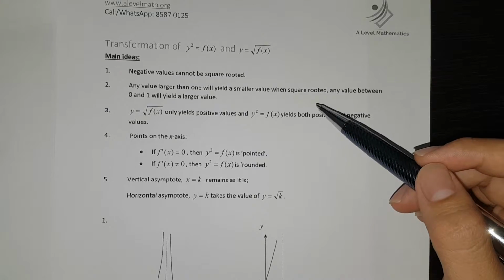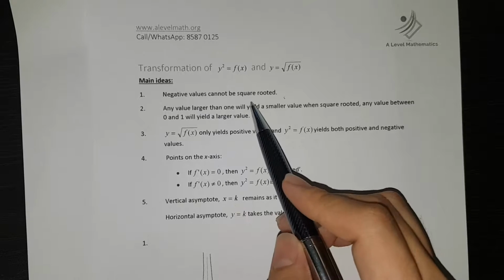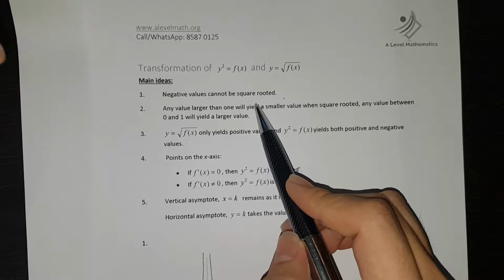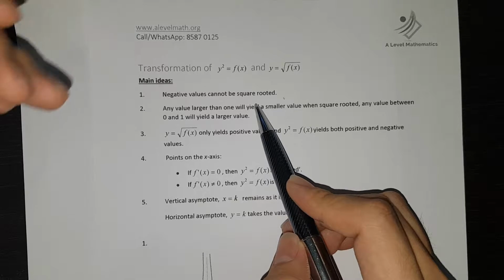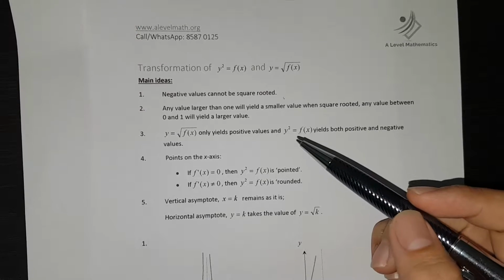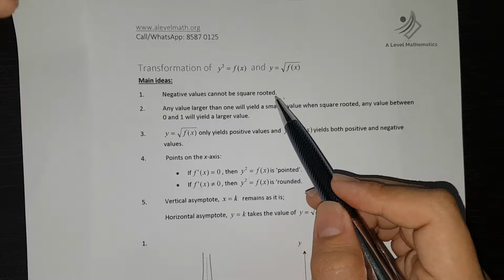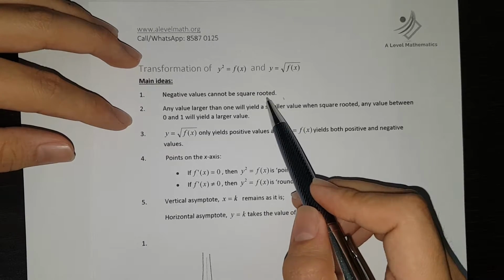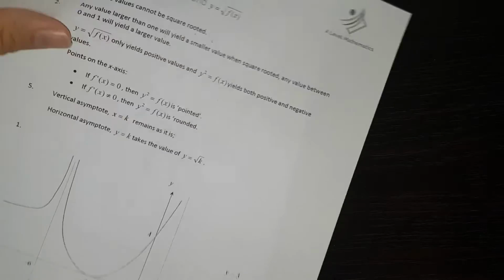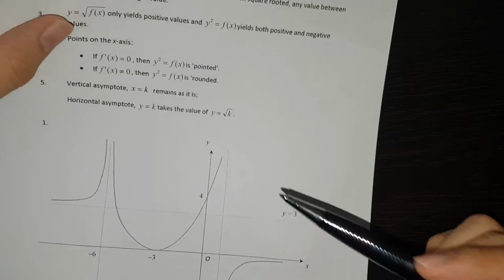Now the main ideas we learned in secondary school. Negative values cannot be square rooted. That is what we have learned in secondary school. Of course we're not talking about complex numbers here. We want a real number because the graph is all real numbers. There's no complex number representation. So please bear this in mind. That is why for the negative part of the graph, for example this, we have to omit it. We can't keep it because it's negative.